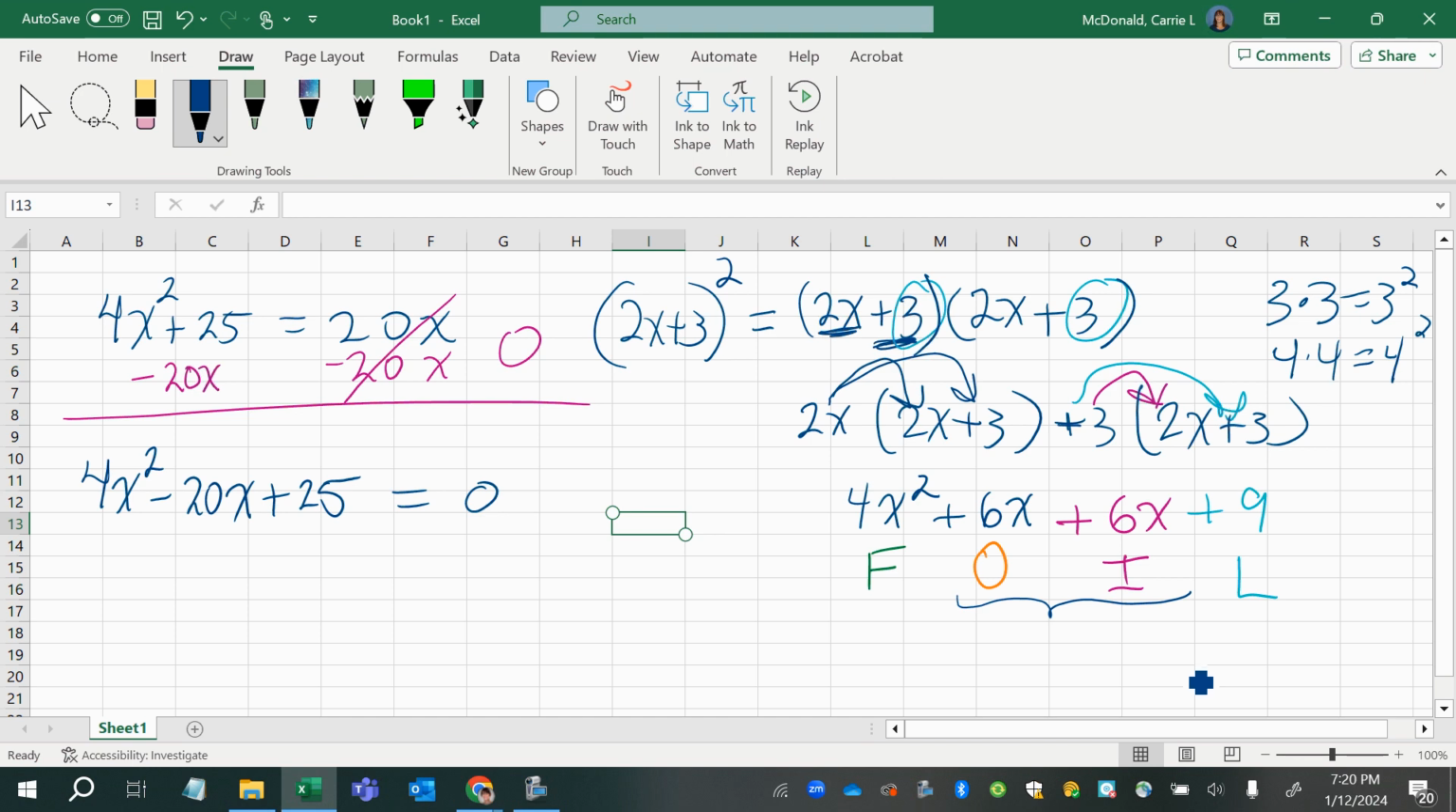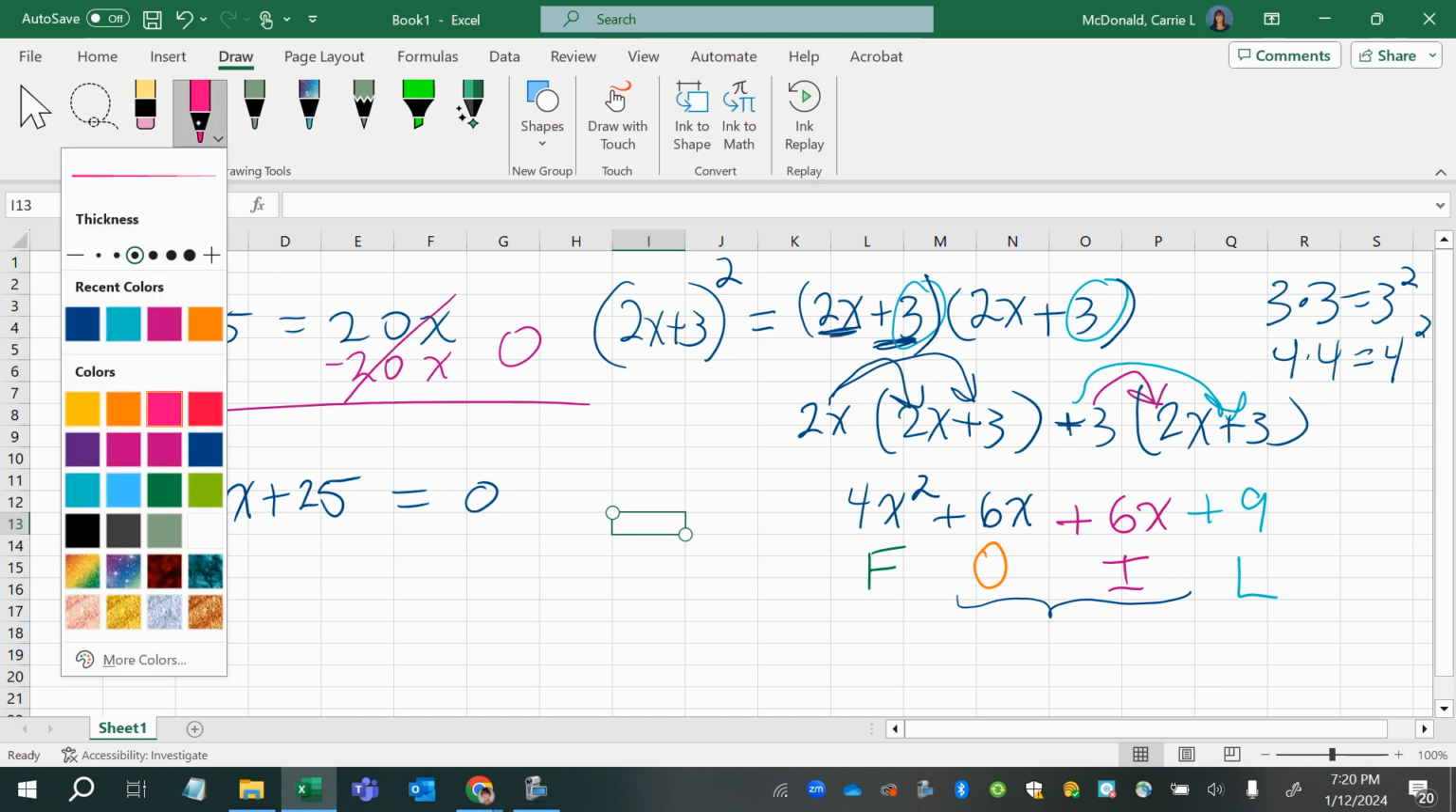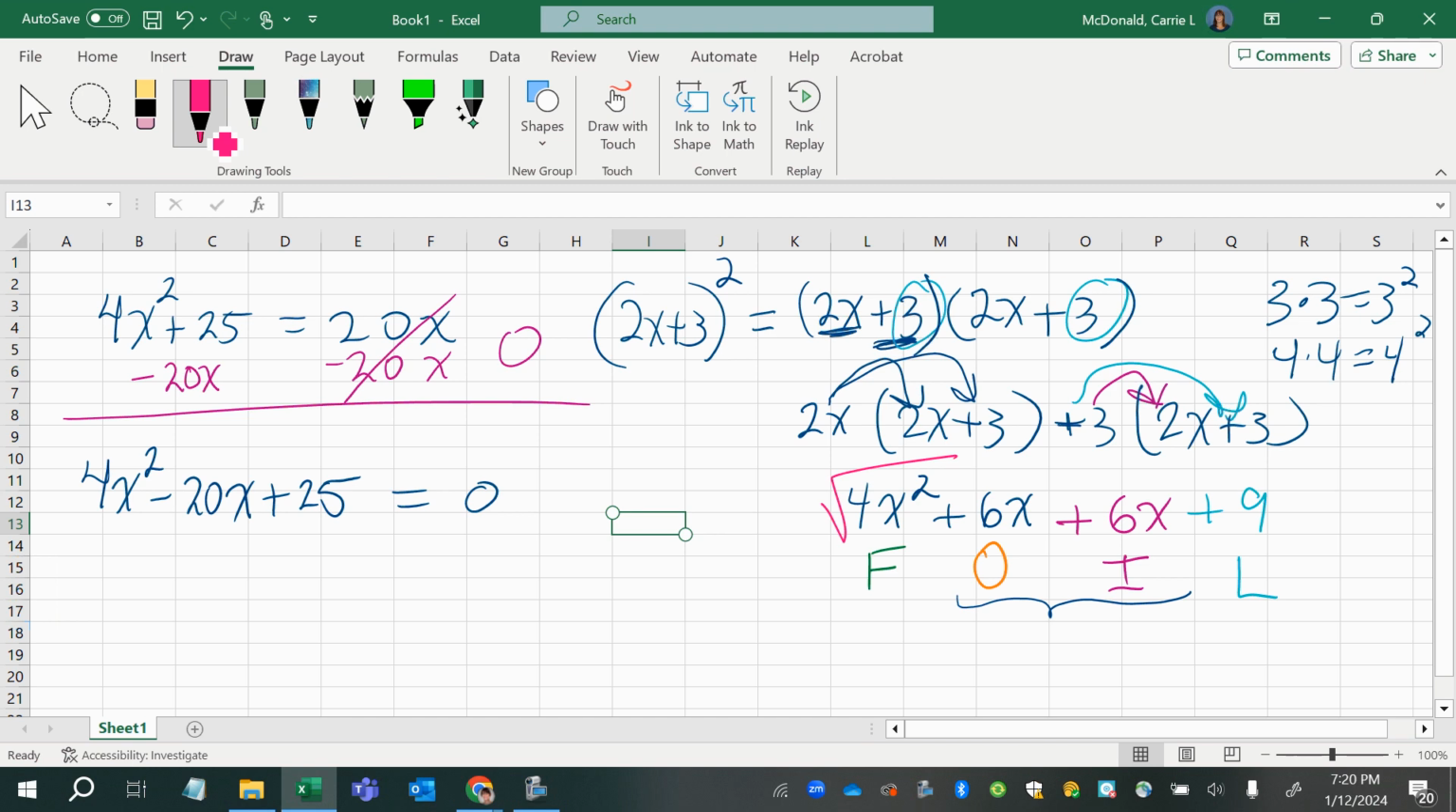So notice what's going on here. If you were to take the square root of this term, you would have 2x, right? And that is the first part of your binomial that's being squared. And if you were to take the square root of positive 9, you would get 3. And that is the second term in your binomial that's being squared. And then what's interesting here is the middle term is 2 times 2x times 3, right? 2x times 3 is 6x.